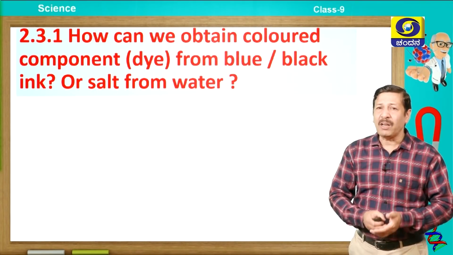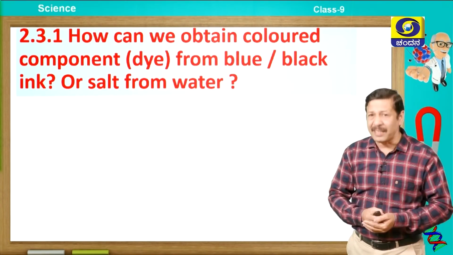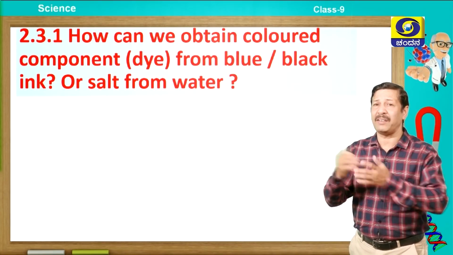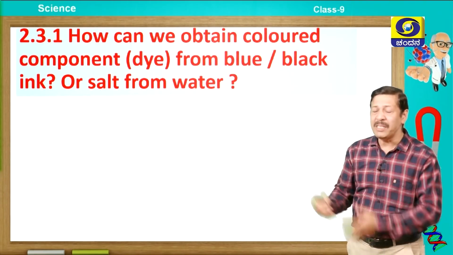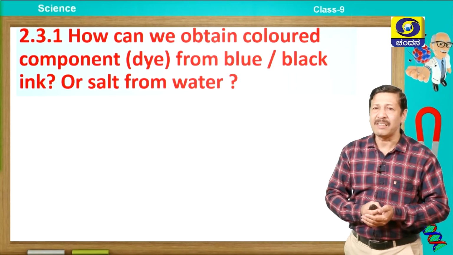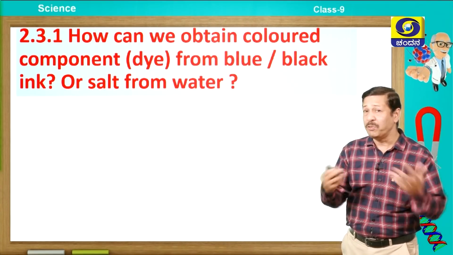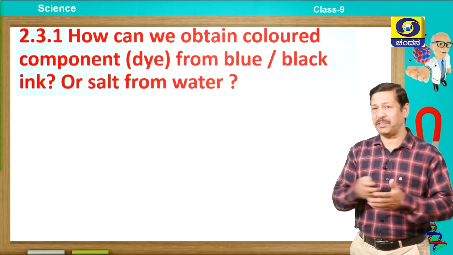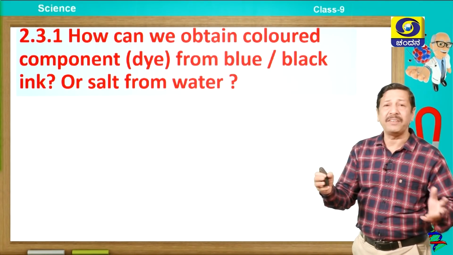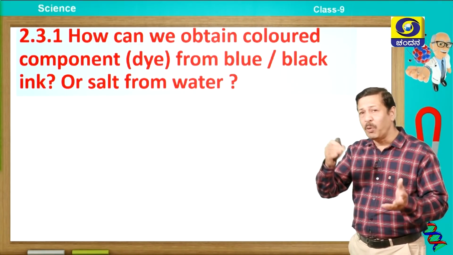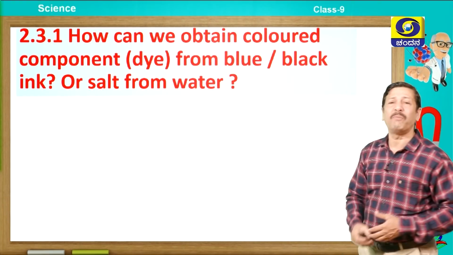This depends on what type of mixture it is, what is the size of the particles, how the solute and solvent were mixed, whether they are miscible, whether they are immiscible. All these factors decide what is the type of method you have to adopt or use to separate the components from the mixture. Now here is how can you obtain a colored component, that is the dye, from blue black ink, or how will you separate the salt from water?